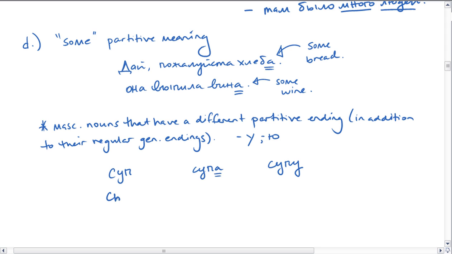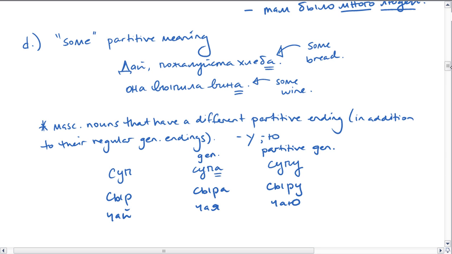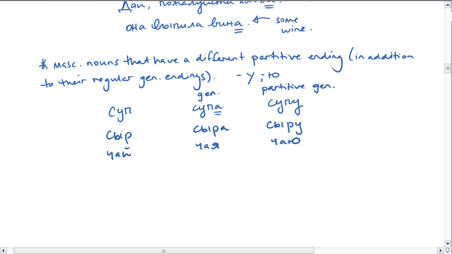Okay, so another is сыр, сыра. This is the normal genitive, and this is the partitive genitive. So when you want to say some cheese, you say сыру, right? So some cheese. Чай, regular ending чая. Чаю is the partitive. So if вы хотите чашку чаю, чашку чаю. Would you like some tea?